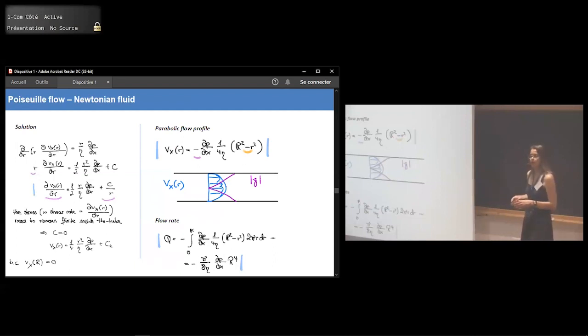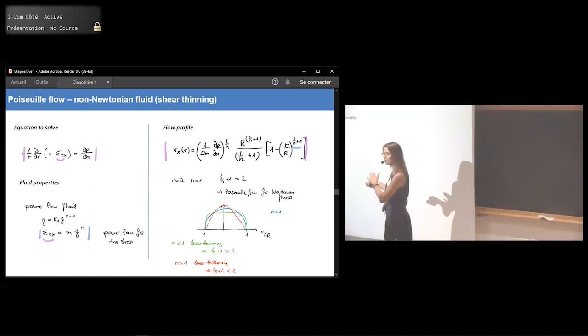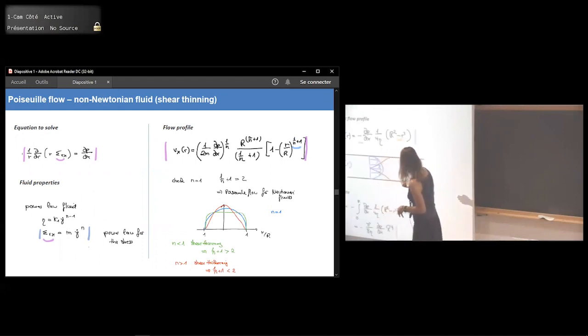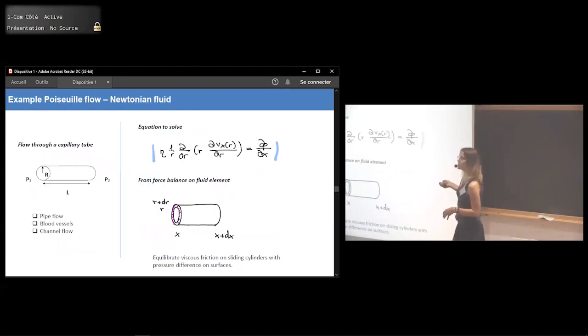So the next step I wanted to do is, now I have this flow profile, but what happens, for example, if I have a shear thinning fluid? How is this flow profile modified? If I have a shear thinning fluid, keep in mind that the equation I need to solve, I need to be careful, I need to go one step up and use the equation written as a function of the stress. It's the same equation, it's just that I wrote it one step up with the stress tensor.